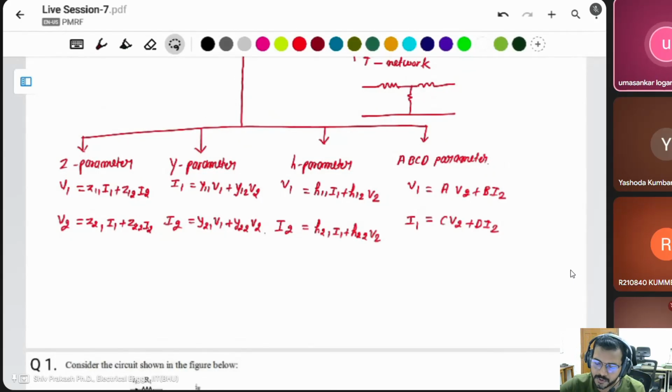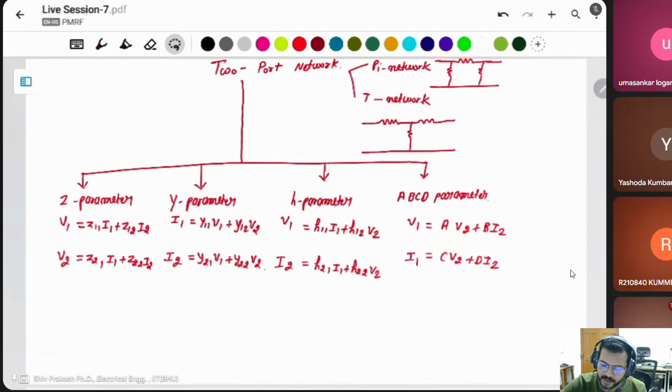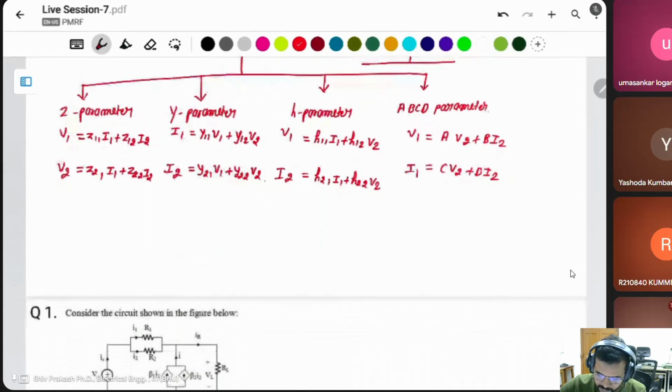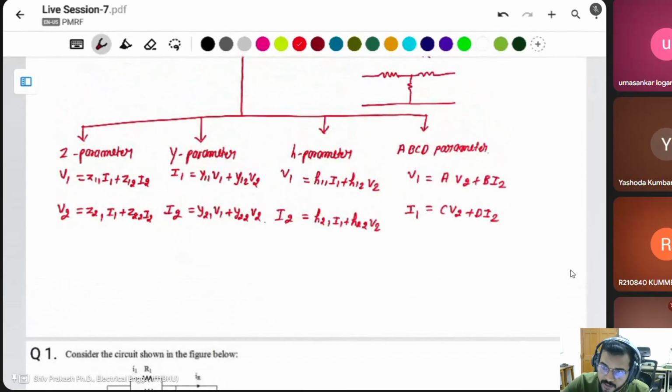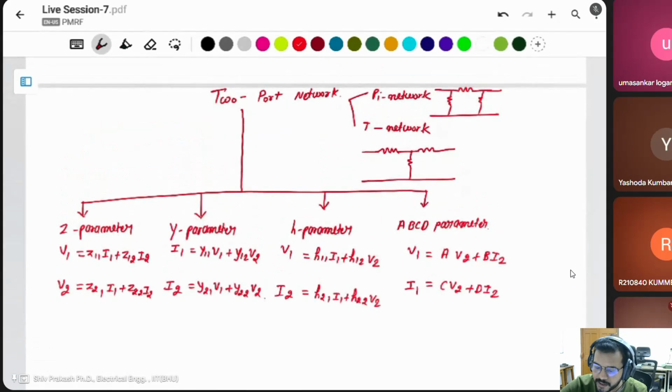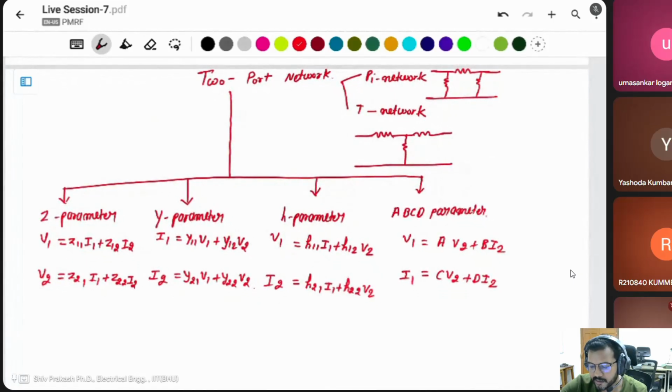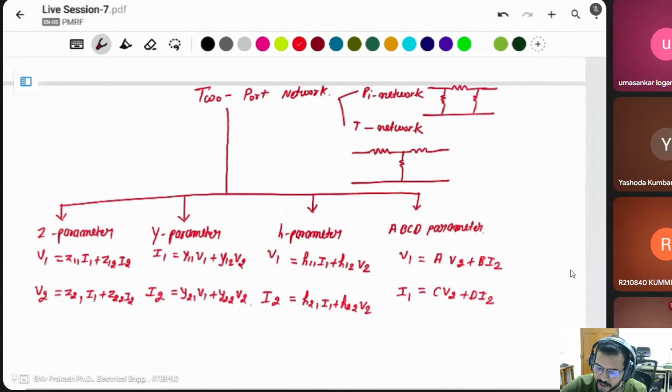So, sir, these four parameters are common for both the pi network and the T network. You can model all of them like that, pi and T. Pi and T network are the networks modeled like that. You can model the transmission line in two ways, in a T way or in a pi way. That's why they are the pi network and T network.